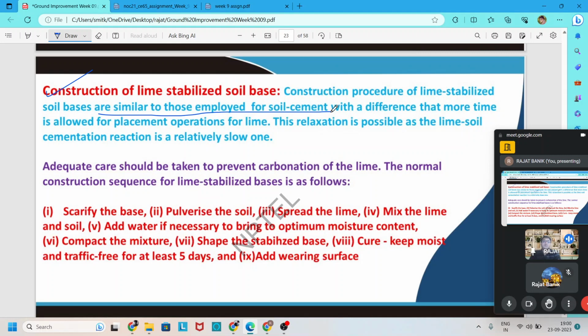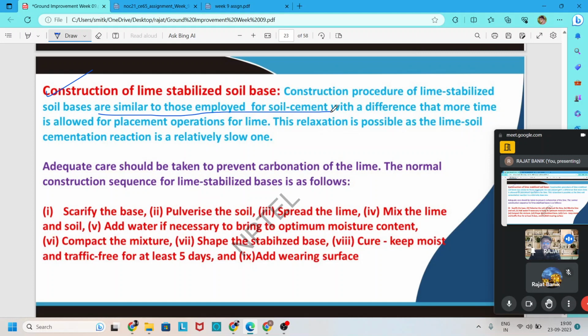The difference is that more time is allowed for the placement operation of the lime. That means lime stabilization takes more time than cement stabilization. The relaxation is possible as the lime soil cementation reaction is relatively slow. Some amount of time is given for the lime to react with the soil, which is not the case with soil cement.